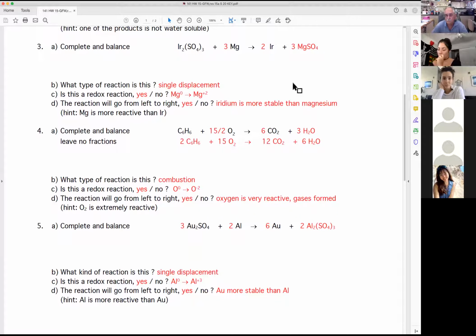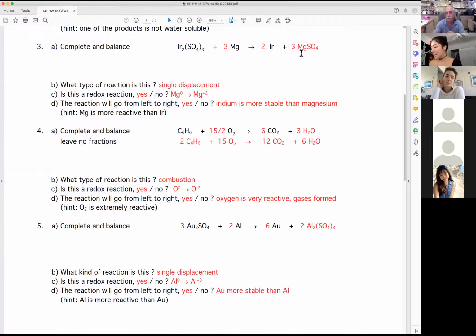So anyway, here's a single displacement reaction. If somebody asks you, is this a redox reaction? You could say, well, yeah, all single replacement reactions are redox reactions because I memorized it. Or you can say, well, here's magnesium. It's an element. Its oxidation number, therefore, is 0. And I come over here, and in the molecule magnesium sulfate, sulfate is a -2, so magnesium has to be a +2.